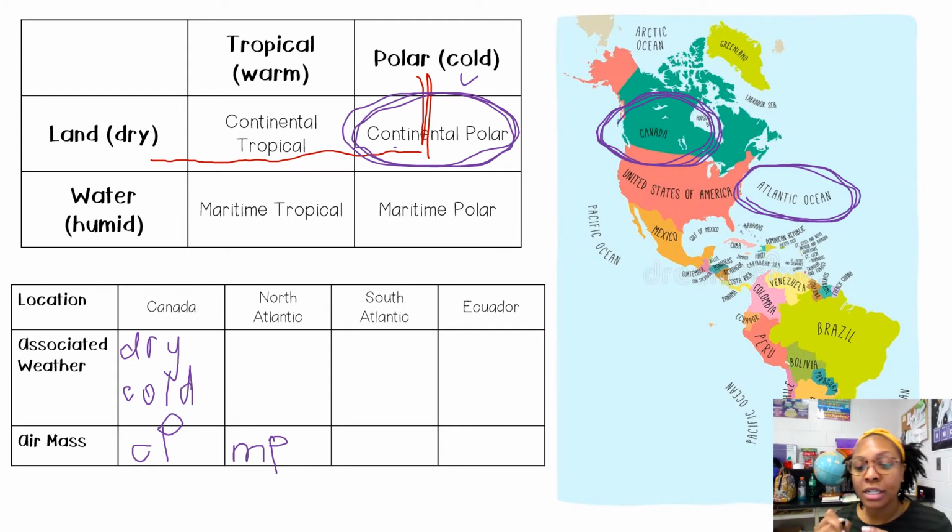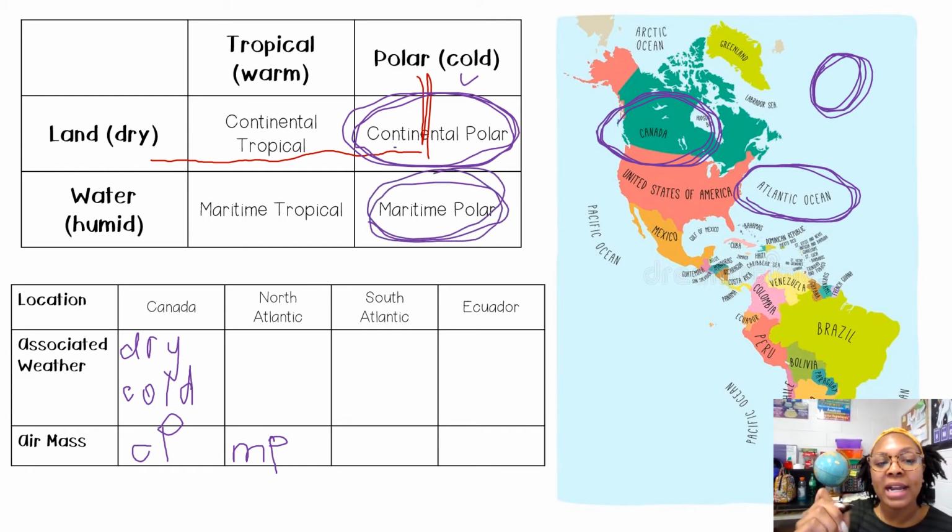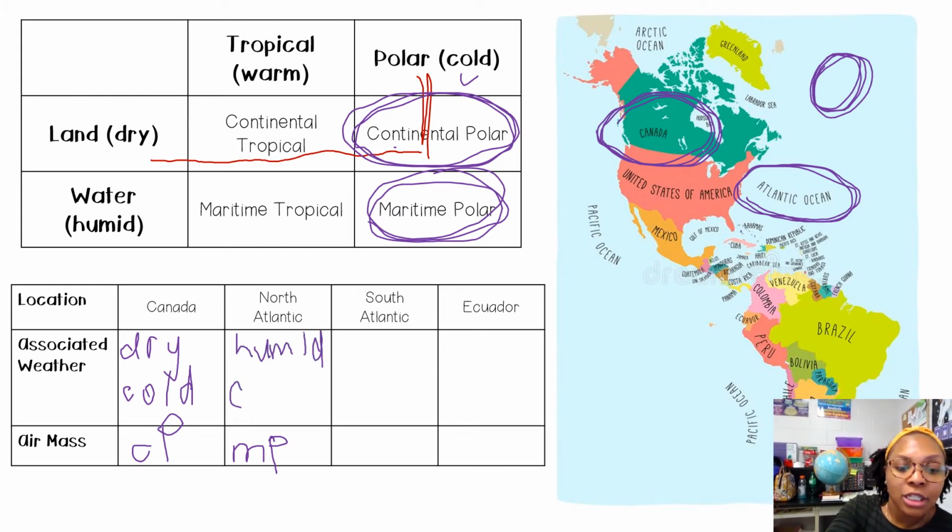All right. That water is going to be way cooler in the northern Atlantic. So like up in here. All right. So that northern Atlantic is going to be maritime polar. So I'm going to circle right here. And what is my weather going to be like? If it's maritime, I know that it's going to be humid because it's over water. And then polar, it is cold.